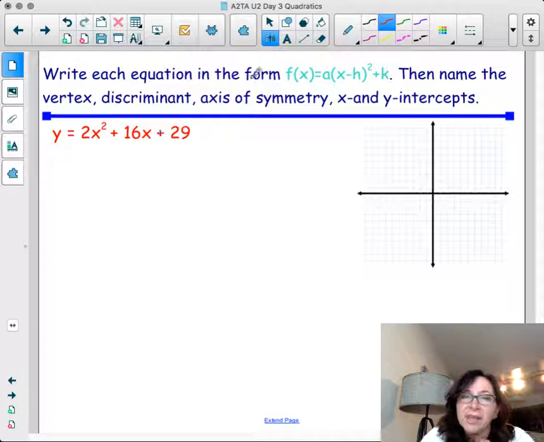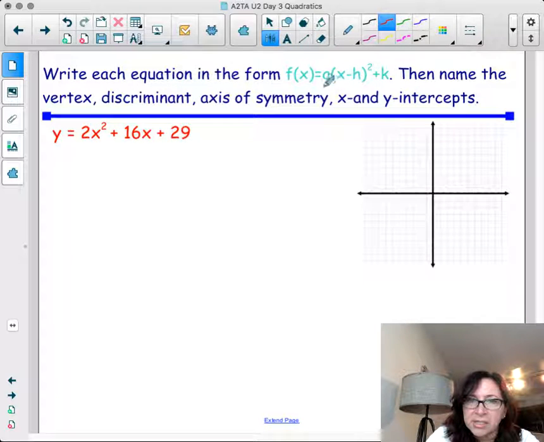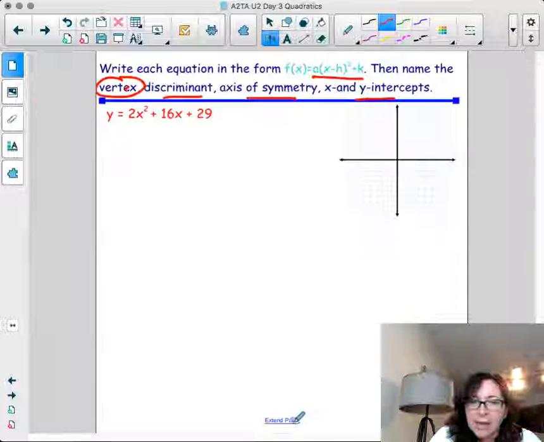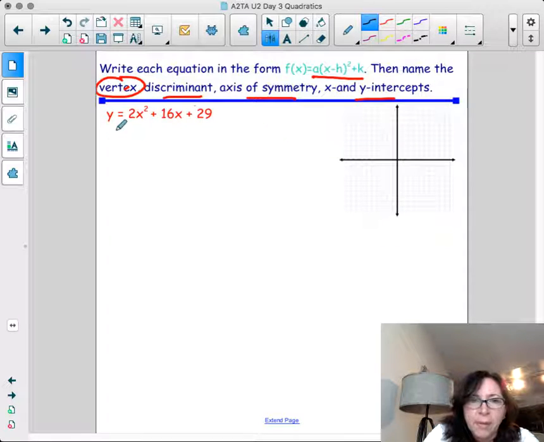Okay, this one is asking me to write each equation in this form, which is, remember, vertex form. So that means that I do want to complete the square to label the vertex. But this is asking me to do all of this extra stuff here: discriminant, axis of symmetry, and x and y intercept. So, okay, let's get started. First of all, my y-intercept, set x equal to 0. That's gone, that's gone. My y-intercept is 29. So that's way up here. We'll call that 29.